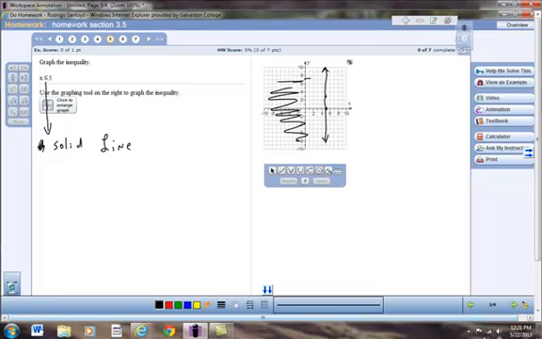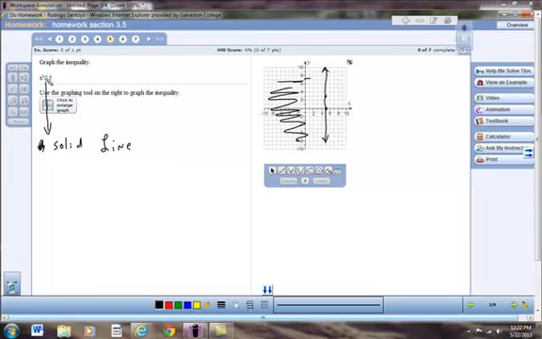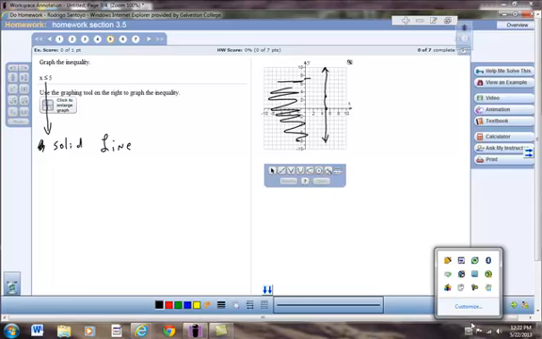So these are some of the problems on 3.5, graphing inequalities. Keep in mind, anytime you see an inequality sign, you must always shade by using a test point.